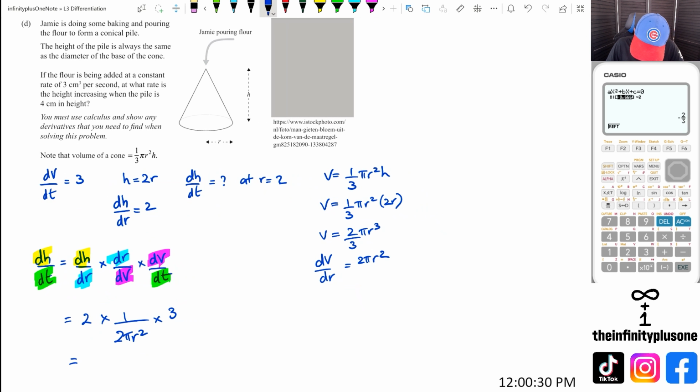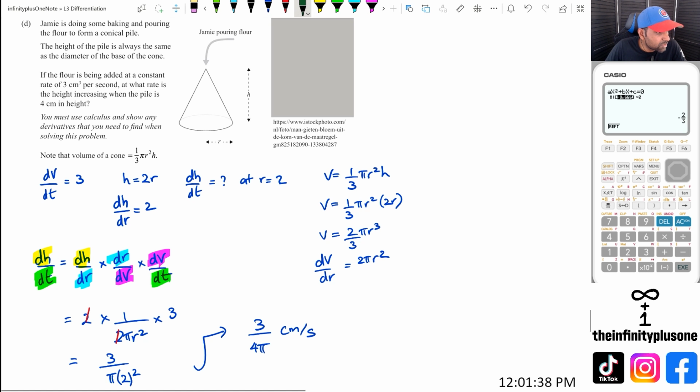And when radius is equal to 2, I'm going to get 3/2 pi times r squared, 2 squared. So I should get 3/8 pi. Let me just double check that, folks. Yep, I knew something was not right with that. That's because I should have cancelled that 2. Because basically these 2s cancel out, and I'm going to get 3/(pi r squared), which then is equal to 3/4 pi. h is in centimeters, time is in seconds, so centimeters per second.